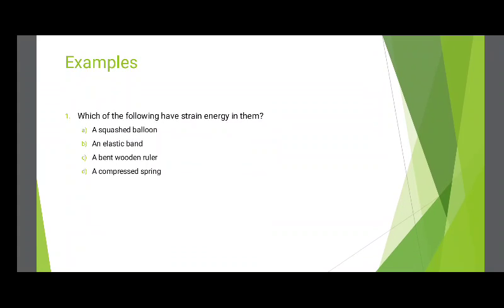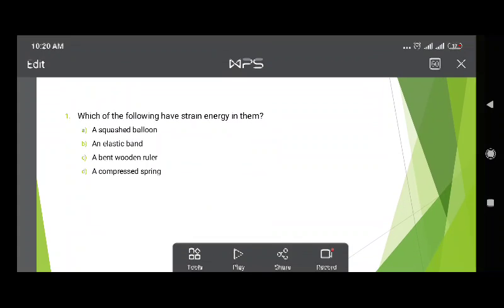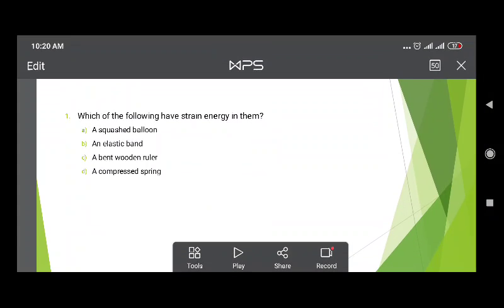Examples: number one, which of the following have strain energy in them? A squashed balloon. Does it have strain energy or not? Yes, it does. It's compressed and it has air inside. An elastic band has no strain energy unless it is stretched. So for the meantime, just lying there, it doesn't have strain energy, only if it is stretched. Okay, let's go to C.